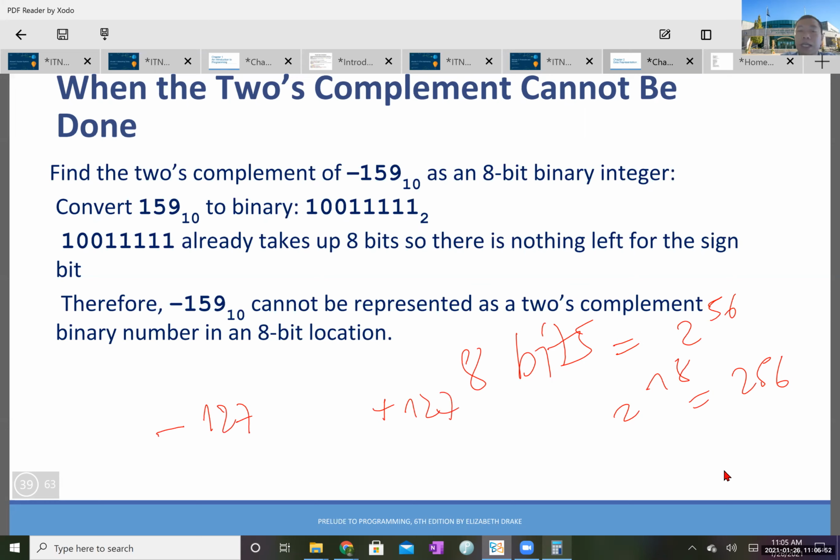So if you want to convert negative 159 into 8 bits, you are not able to do it because there will be overflow. Because negative 159 is less than negative 127. So in that case, you cannot represent it in 8 bits. You have to represent it in 16 bits.